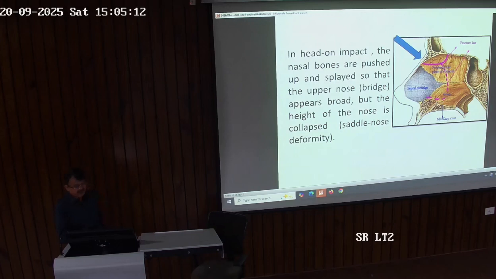In head-on impact, the nasal bones are pushed up and splayed so that the upper nose appears broad, but the height of the nose is collapsed, causing saddle nose deformity.